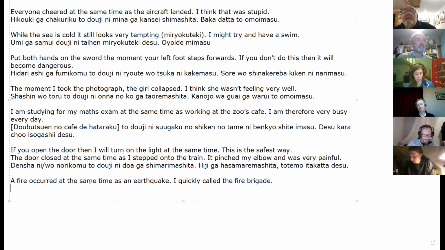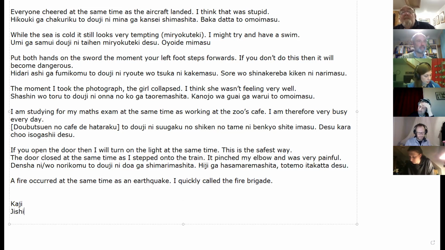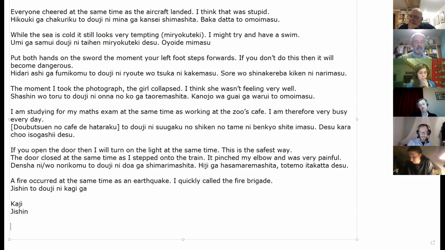How about this one? A fire occurred at the same time as an earthquake. I quickly called the fire brigade. A fire is kaji. Kaji. And earthquake is jishin, as you said. Jishin to kaji to doji ni. So okay, good. Kaji ga. So the word to happen, to occur, sounds very similar in Japanese. It's okoru. Okoru. And this is a group 1 verb.